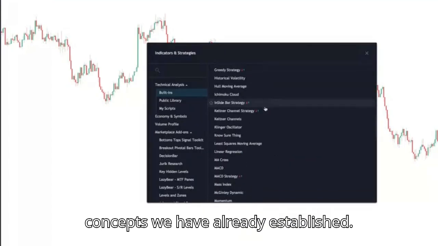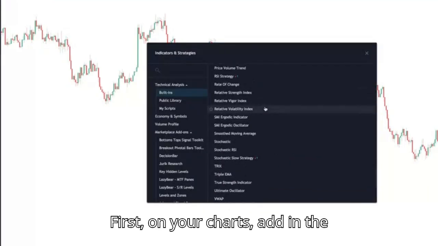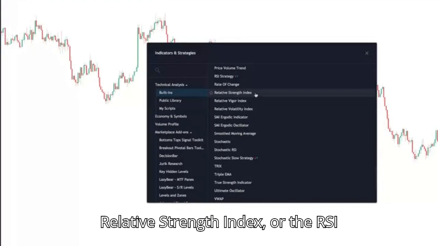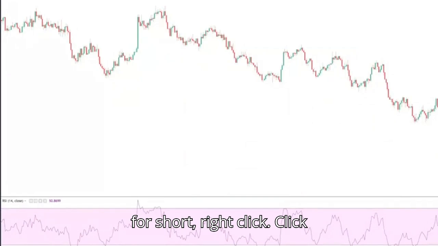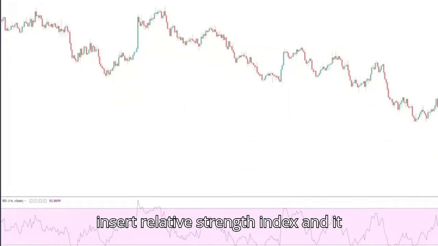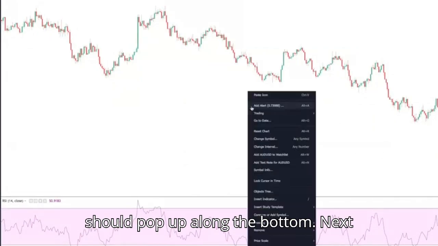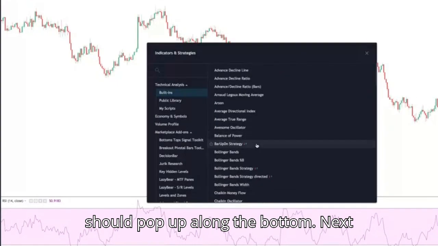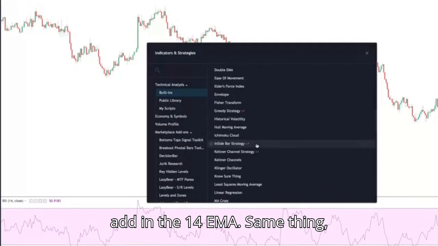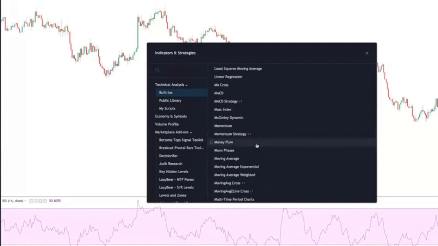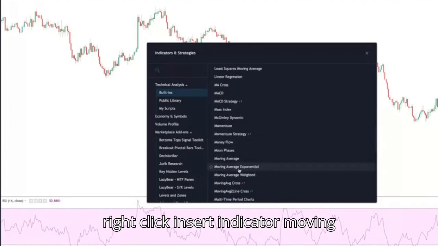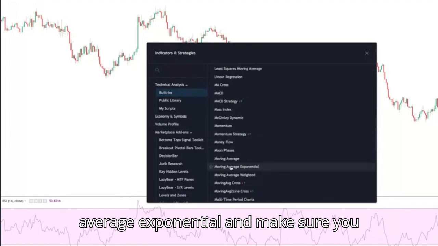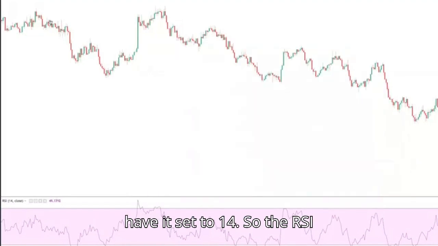First, on your charts, add in the Relative Strength Index, or the RSI for short. Right-click, click Insert Relative Strength Index, and it should pop up along the bottom. Next, add in the 14 EMA. Same thing, right-click, Insert Indicator, Moving Average Exponential, and make sure you have it set to 14.